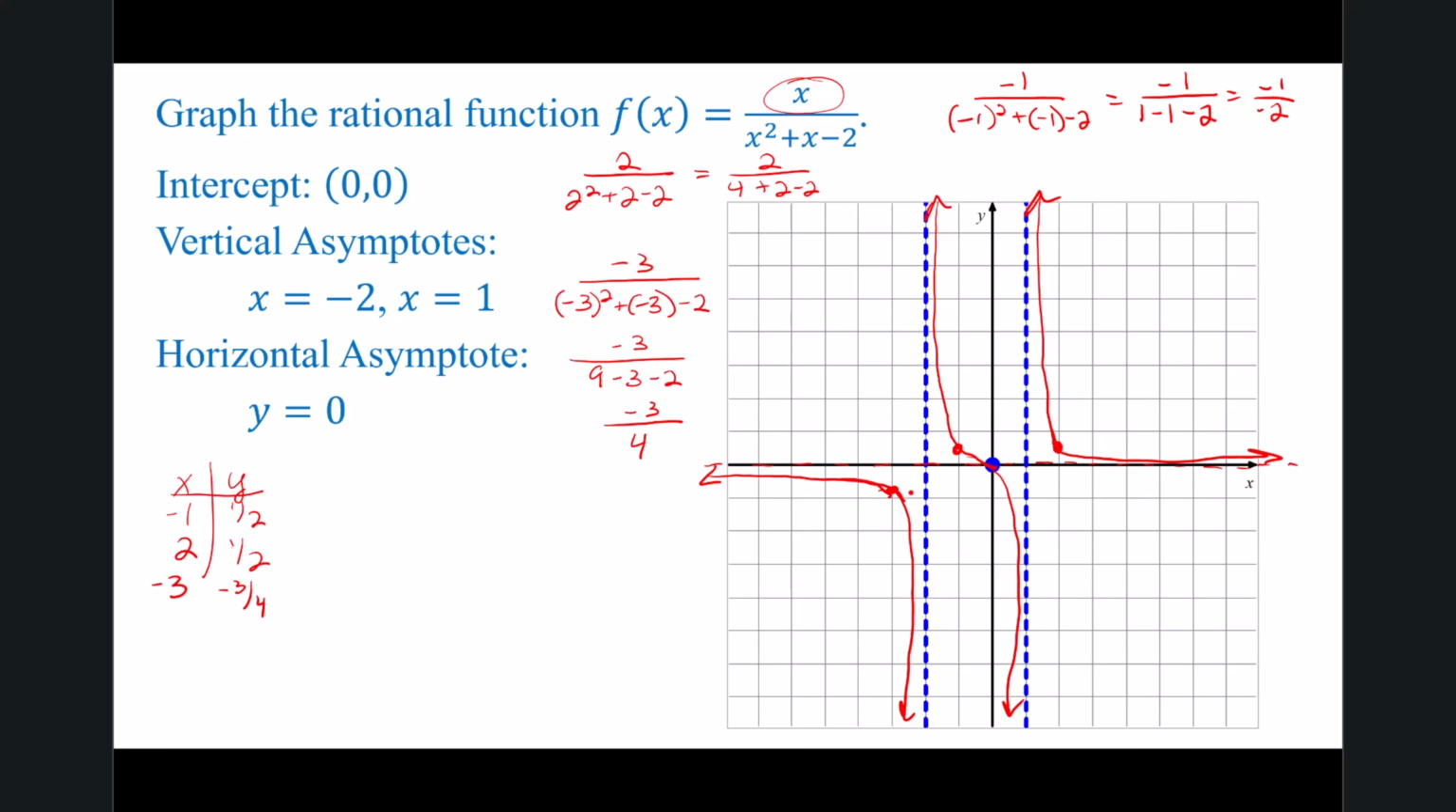Now you might plot more points than I just did. I only had the intercept and then 3 other points. Plot as many points as you feel like you need to be comfortable that you have the correct graph.